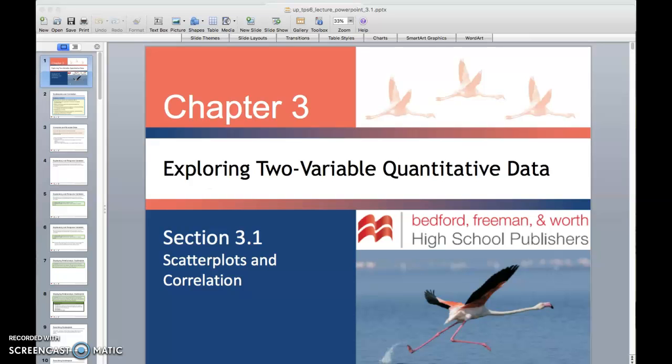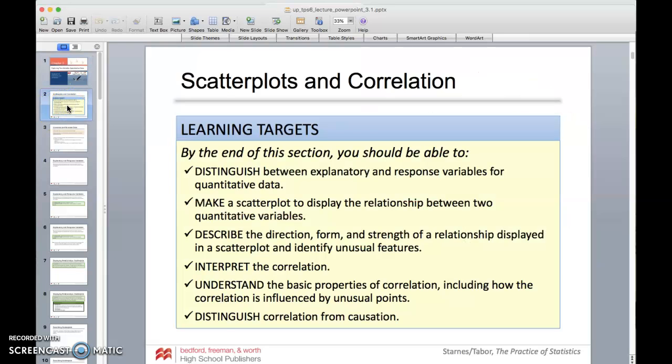All right, welcome back. We start chapter 3 today, and it looks like 3.1 will split up into two sections here. We'll cover the first one, video 3.1a, and as we take a look at the learning targets, in the first part we're going to decide what is an explanatory or a response variable and make scatter plots.